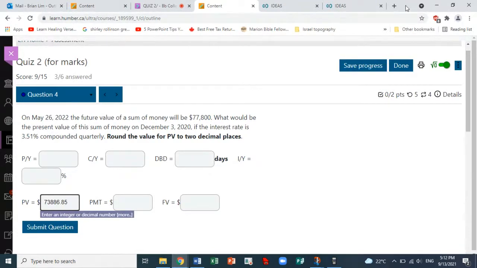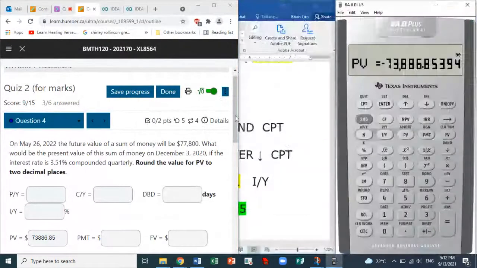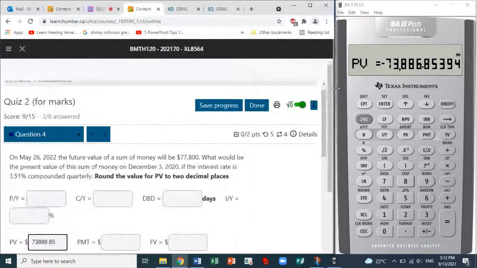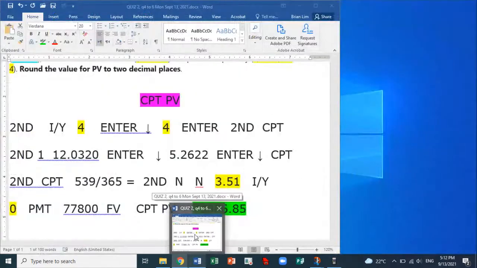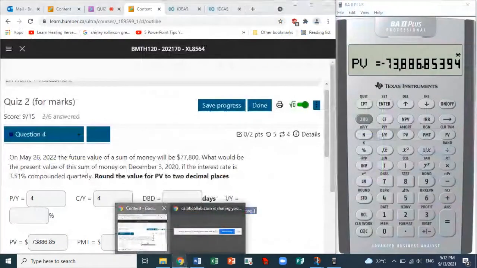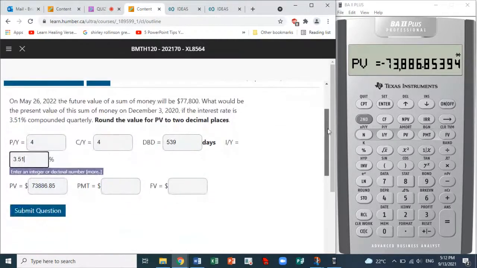Okay, and let's maybe pull this over so we can see our calculator. So there we are. And then our numbers: it's compounded quarterly, so that would be 4 for PY, 4 for CY. And the number of days, I think it was 539, sorry. Okay, so this is 539. The interest rate is how much? 3.51. Let's go down here.